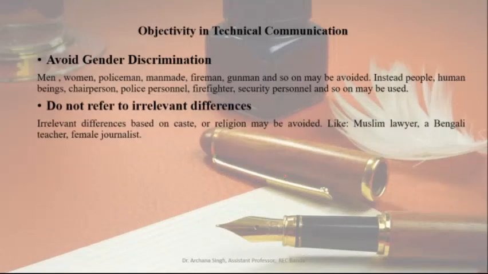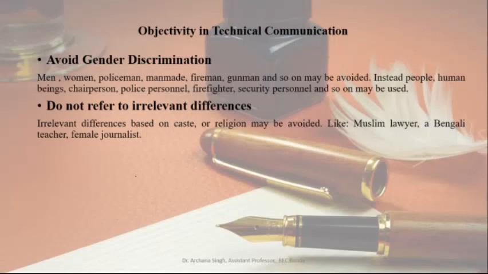Next, do not refer to irrelevant differences, like differences based on caste and religion, which should be avoided in your technical writing. Like if you say a Muslim lawyer or a Bengali teacher, that is not very good, it's not justifying a teacher. A teacher is a teacher. You cannot say he's a Hindu teacher or a Bengali teacher. A journalist is a journalist, whether male or female. So these kinds of irrelevant differences should be avoided in your technical writing.